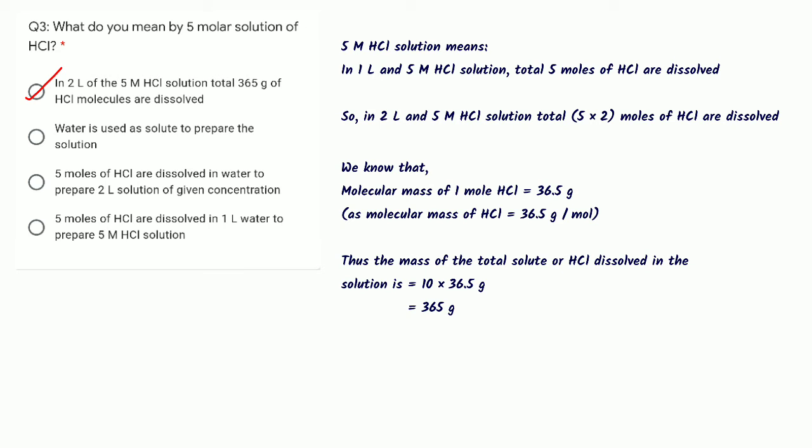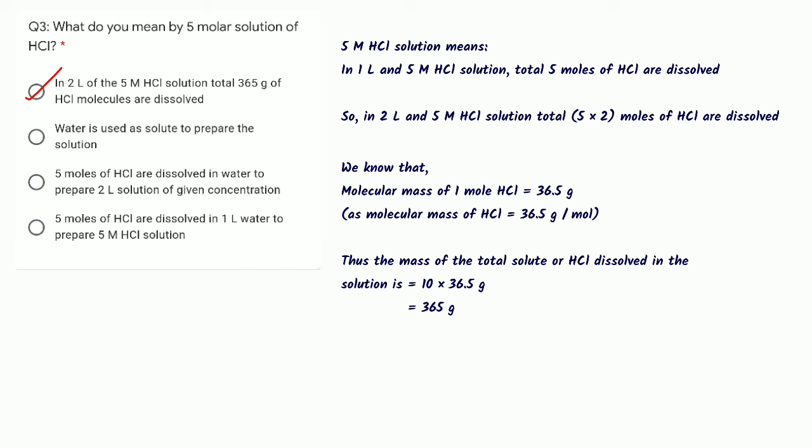So if we add 1 liter of water to that volume of the 5 moles of HCl, then we will not get the 5 molar HCl solution. Understand? So this option is also the wrong option. That's why you have to read every option very carefully, and also you have to clear your concepts properly, otherwise you will miss the correct answer. Understand? So this is the tricky question.